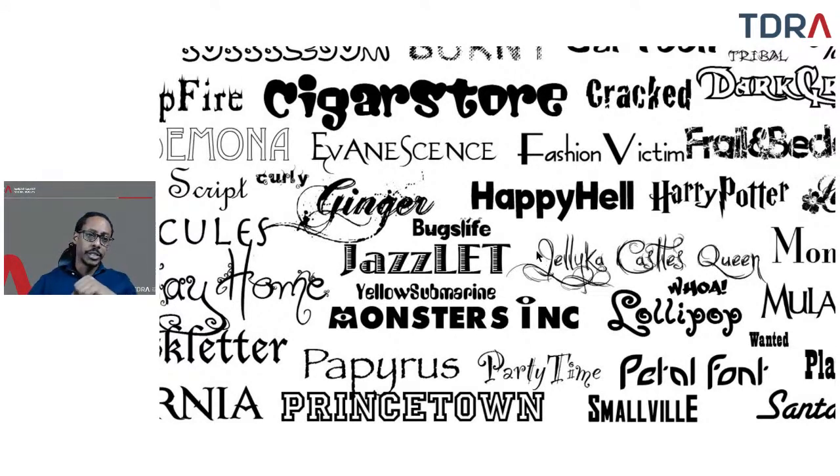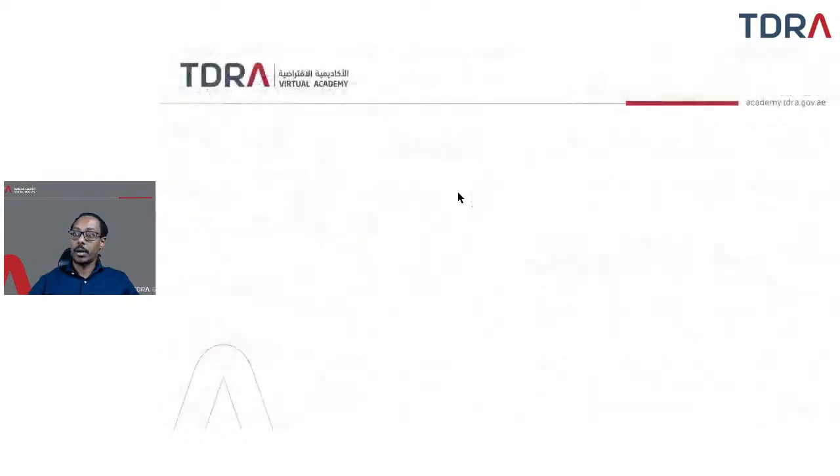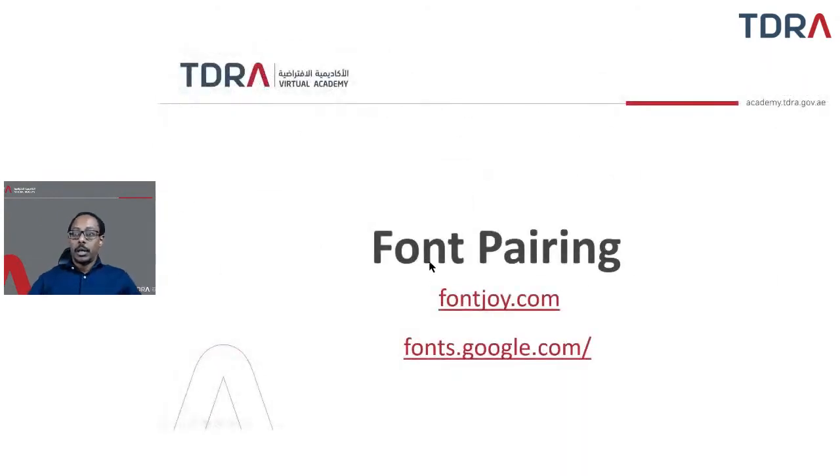To help you choose the right font, if you don't have a template to work on, I have some tools for you. The concept you need to learn is font pairing. Font pairing means what title font would suit and match the content font and the subtitle font if you're going to use 3 fonts.